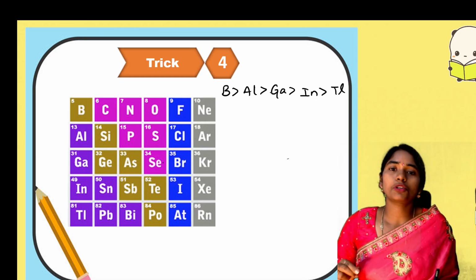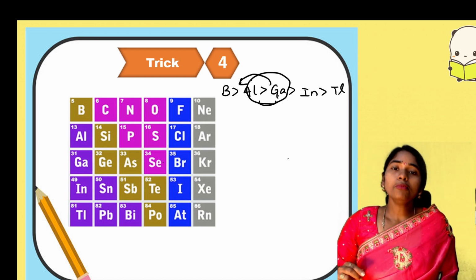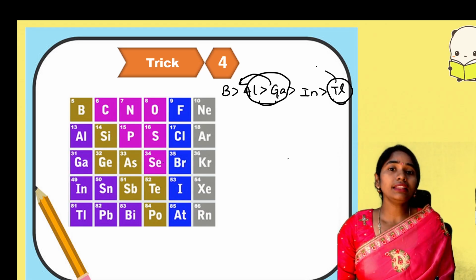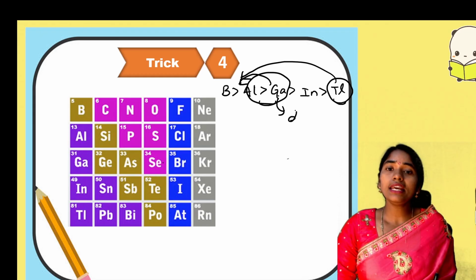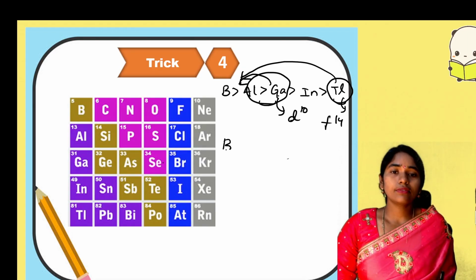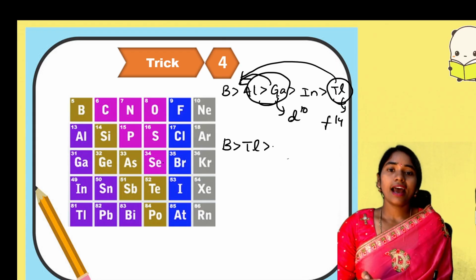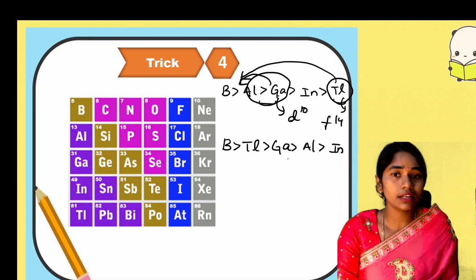But there is an exception: aluminium and gallium are having more ionization energy. And one more exception, the last position thallium comes to the second position. This is because in gallium d is completely filled and in thallium f is completely filled. That's why the correct trend is, this is one exception, boron, thallium and then gallium and then aluminium and then indium. Clear? This point is clear.